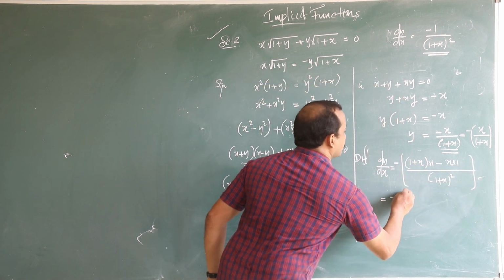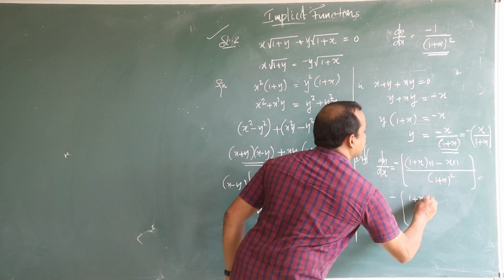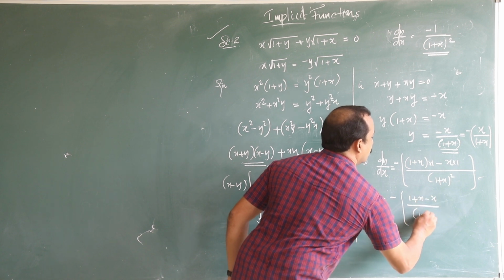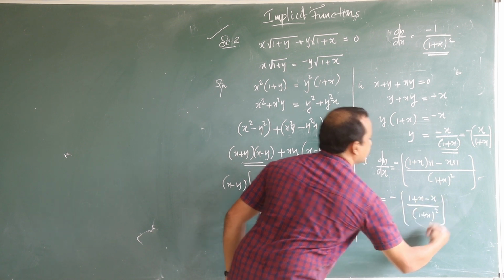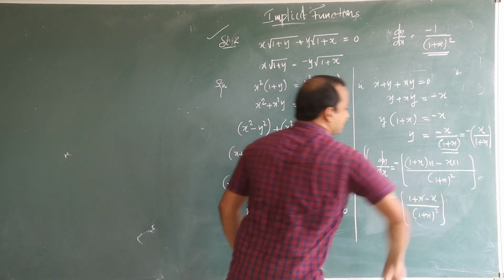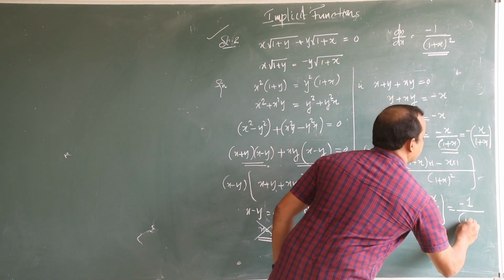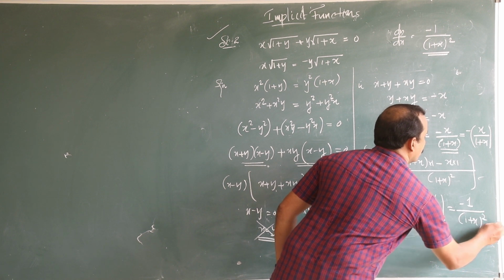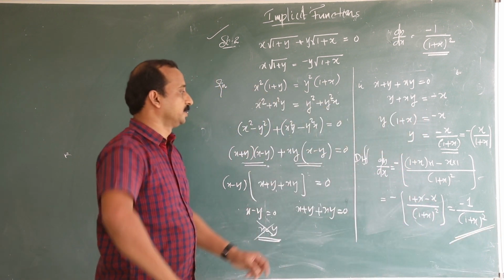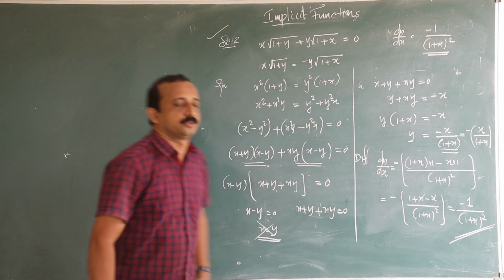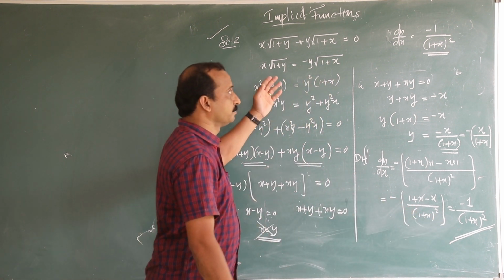That is equal to minus of [(1 plus x) minus x] the whole divided by (1 plus x) the whole square. Here x is cancelled, and therefore we get minus 1 divided by (1 plus x) the whole square. That's all. Therefore dy by dx equals minus 1 by (1 plus x) the whole square. This is a very important question.